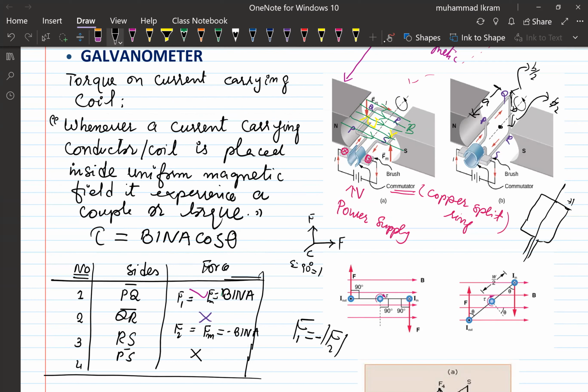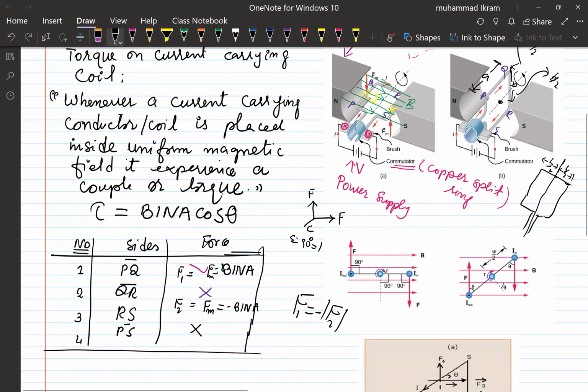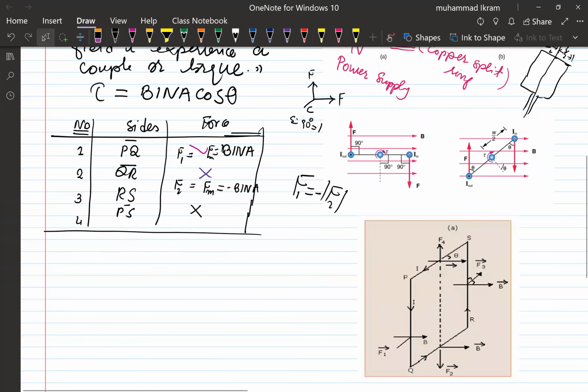This portion will be B by 2 moment arm, and this is another moment arm. So we can say that this whole B is in fact a couple arm. There are two equal and opposite forces which act at two different points of the same coil. Therefore it constitutes a couple or torque.